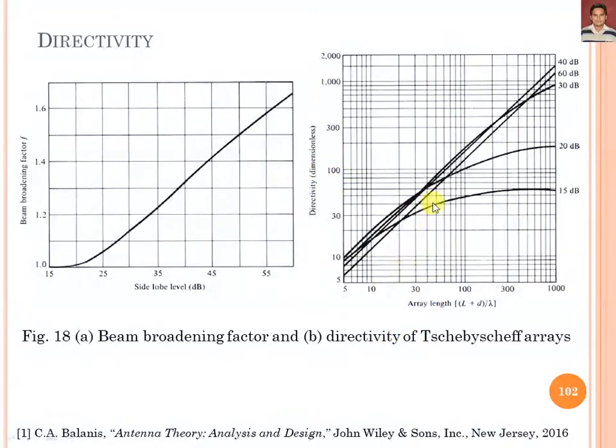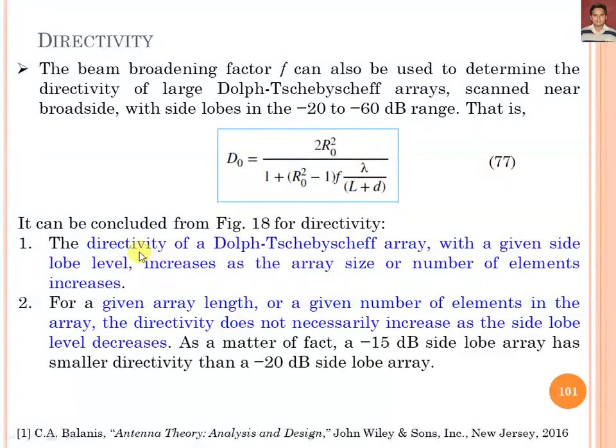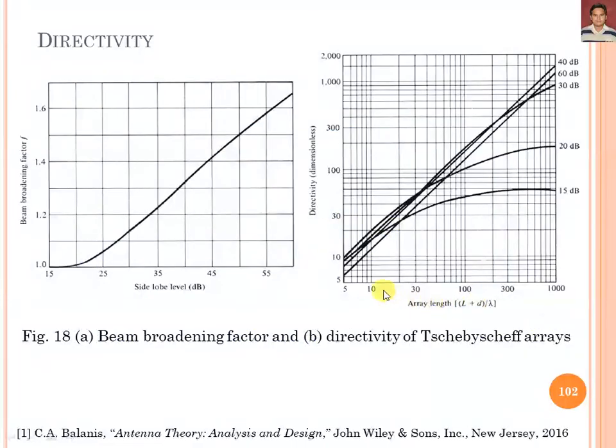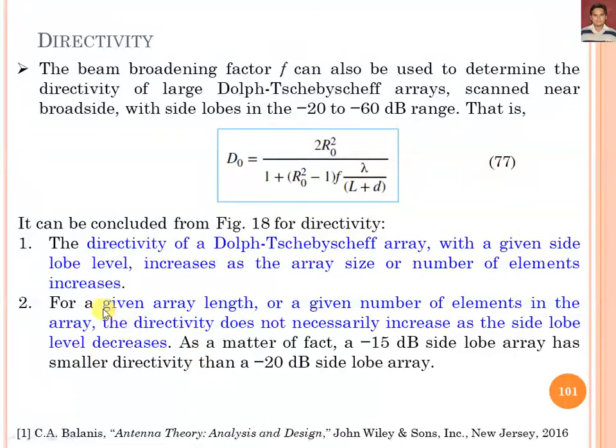As you can see from this figure, there is an important conclusion: with the given side lobe level, directivity increases as the array size or number of elements increases. If the side lobe level increases and the broadening factor increases, in that case the directivity increases. The other important conclusion is that for a given array length or given number of elements in the array, the directivity does not necessarily increase as the side lobe level decreases.